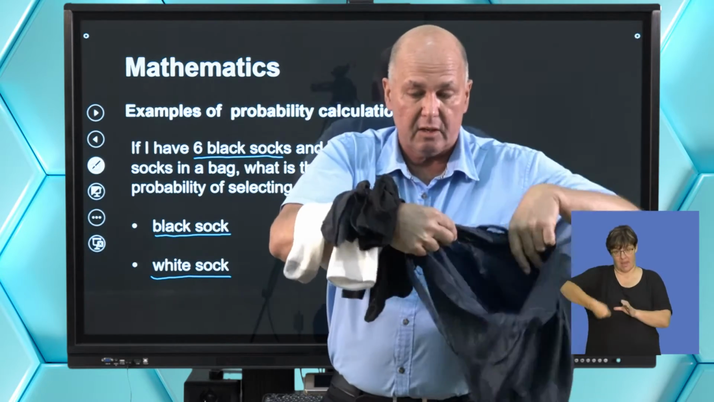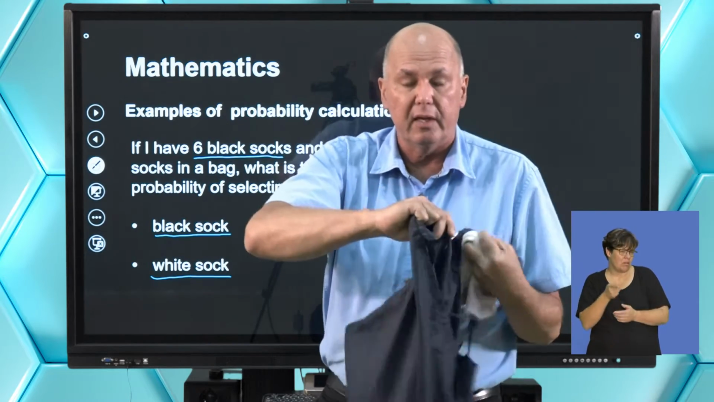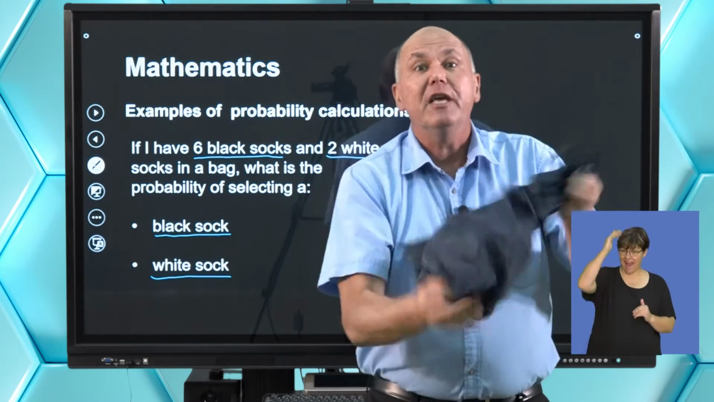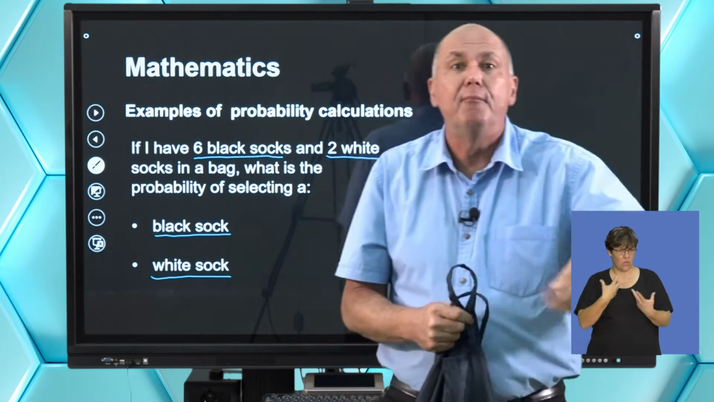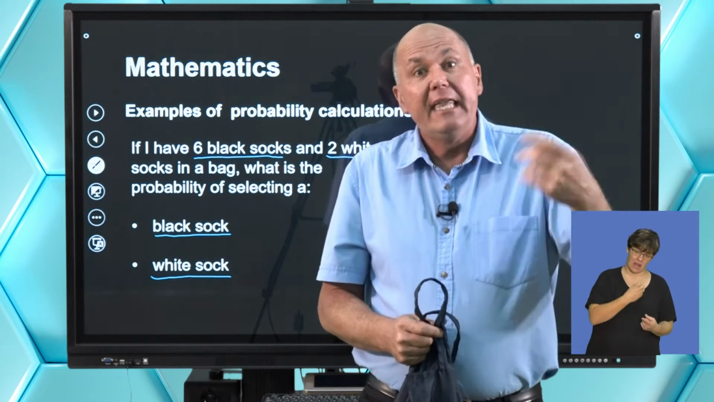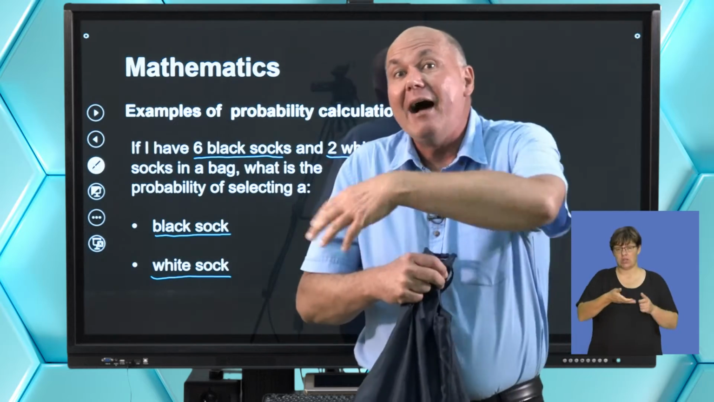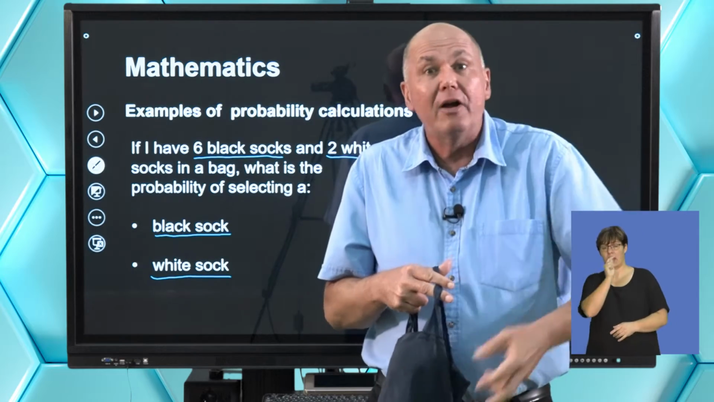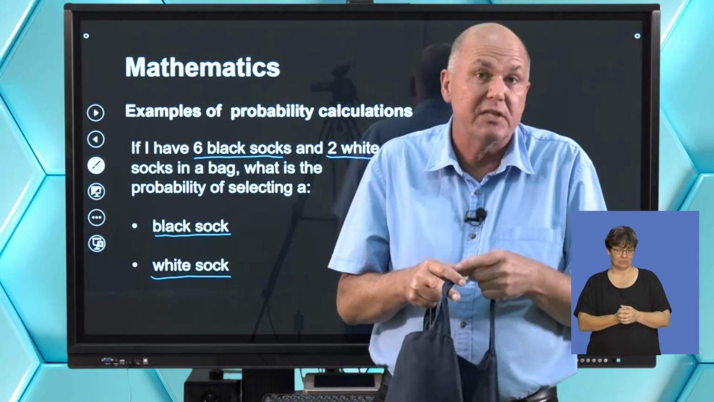Now I'm going to put these socks back into the bag, and what I want you to think about is, what do you think the probability is going to be of pulling out a black sock? Do you think it's going to be high or low? Let's have some fun. Let's predict. Well, what's the total number of possibilities that I could have? I could have either a black sock or a white sock. So in effect, I could pull out 6 black socks, or I could pull out 2 white socks. So the total number in the sample space is 8 possibilities.